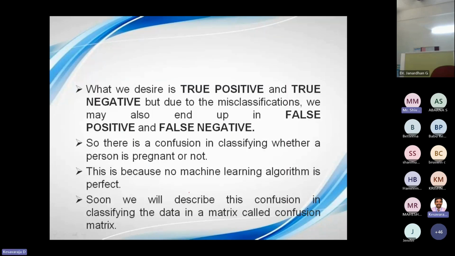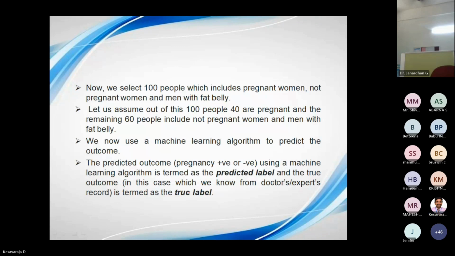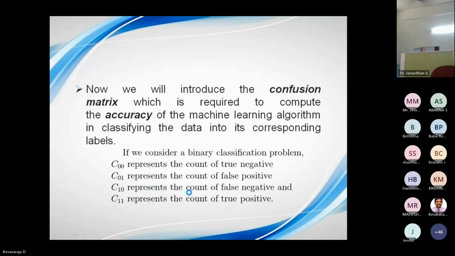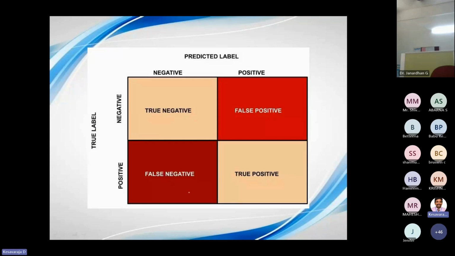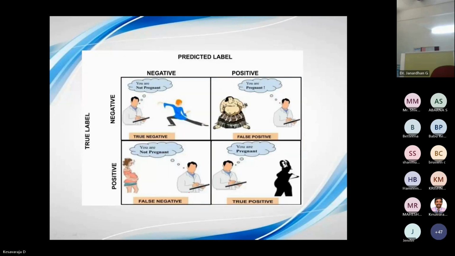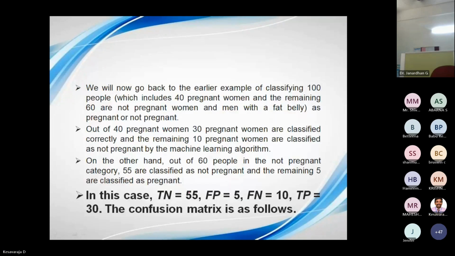So I will take an example. We select 100 people. Out of that 100 people, 40 people are pregnant, 60 people are not pregnant. Okay. We will classify it into the same classes, true negative, true positive, false negative, and false positive. Here my machine can identify; there are totally 100 people, actually 40 pregnant, 60 not pregnant.